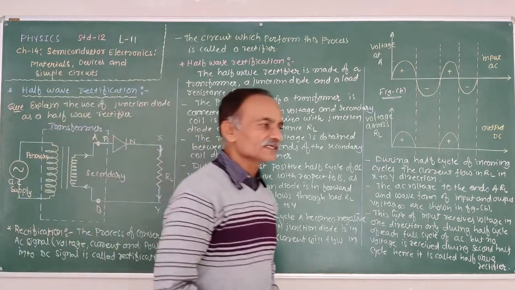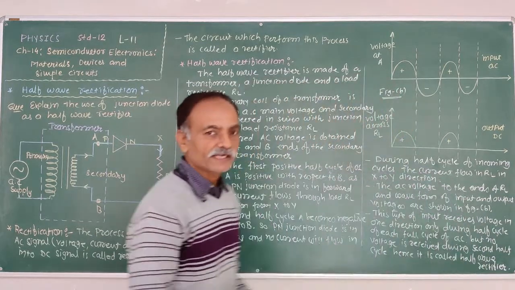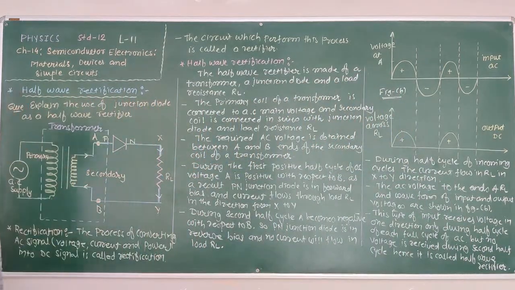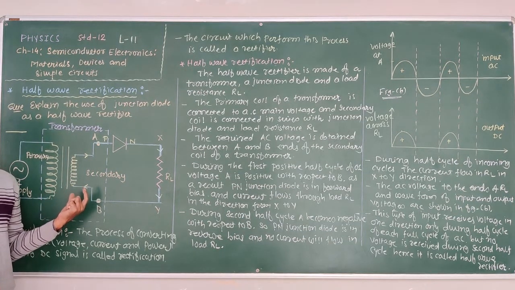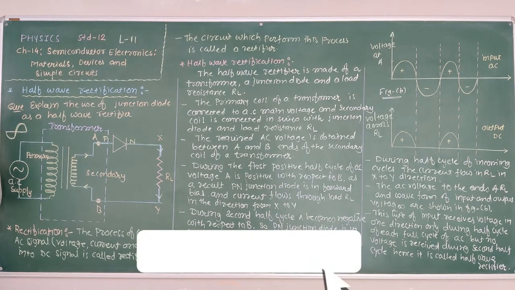Now we are going to discuss half wave rectification. The circuit diagram of the half wave rectification is shown in the figure. Here a transformer is required. Here the pure AC signal or the main voltage is given to the primary coil of a transformer. Already we discussed the construction and working of a transformer in chapter 7. Right? Here the AC signal is connected to the primary coil of a transformer.